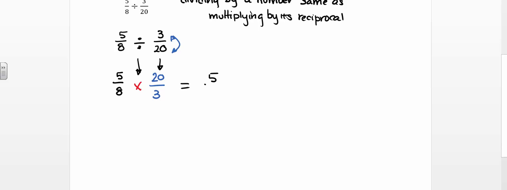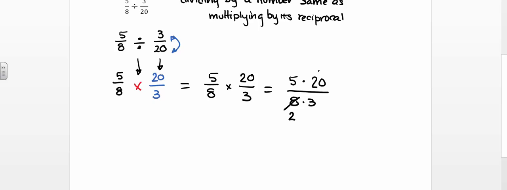So that's just 5/8 times 20/3. Now I could go ahead and multiply across and get 100 over 24, but then I'd have to reduce. Sometimes it's better just to see if we can find any common factors in the numerator and in the denominator. And since we're multiplying, this is the same as 5 times 20 in the numerator over 8 times 3 in the denominator. So if I look at 20 and I look at 8, I'd see a common factor of 4, right? 4 goes into 8 2 times, and 4 goes into 20 5 times.